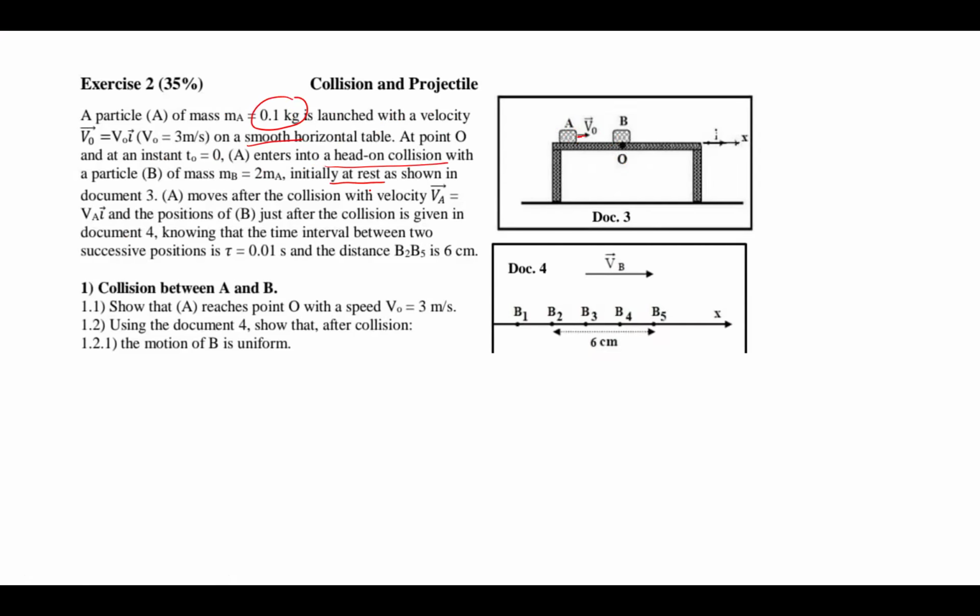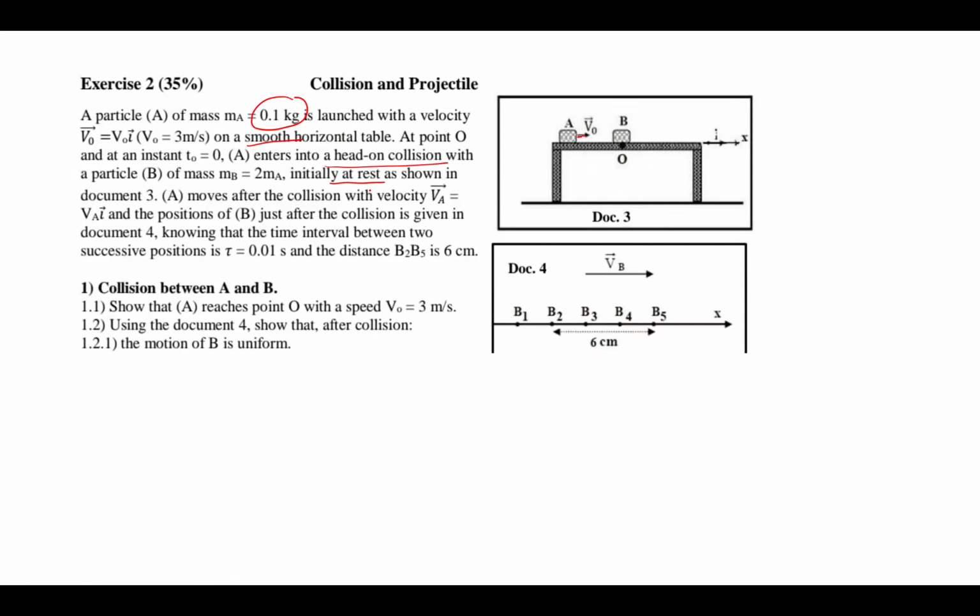So when we have a collision, the best thing is to organize our work. In this case, we will have ma and mb. ma equals 0.1 kilogram and mb equals 0.2 kilogram, because it is 2 ma. We have the before and we have the after.